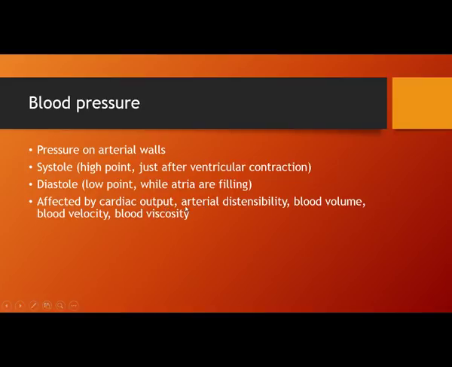So the stroke volume, how much they're putting out with each beat. Arterial distensibility, how compliant those arterial walls are. Do they expand to accommodate the volume? Blood volume. If you have an increase in blood volume, you're going to have an increase in pressure. And blood velocity. How fast is the blood flowing? And blood viscosity. How thick is the blood and how resistant is it? So any of those things do affect blood pressure.